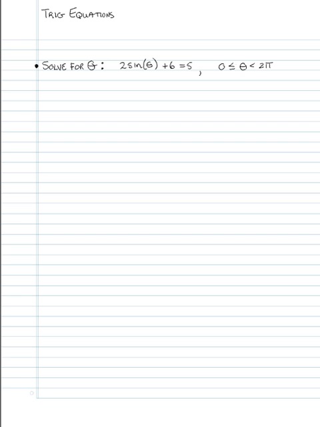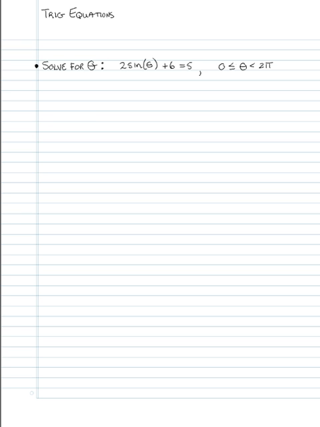And you can see here what we're supposed to do is solve for theta in the equation 2 times the sine of theta plus 6 equals 5. Furthermore, we're supposed to find theta values that lie between 0 and 2 pi. That is, 0 is less than or equal to theta is less than 2 pi. We'll talk about that here in a moment.